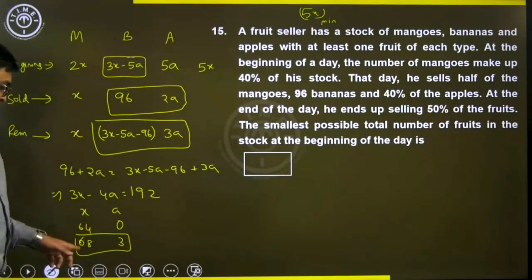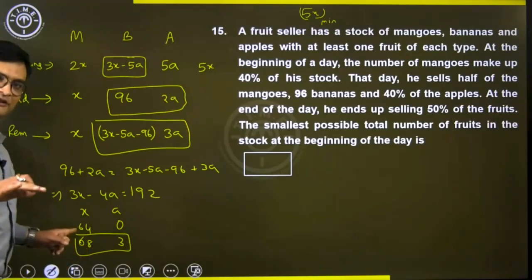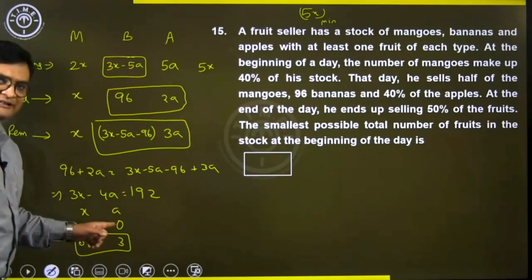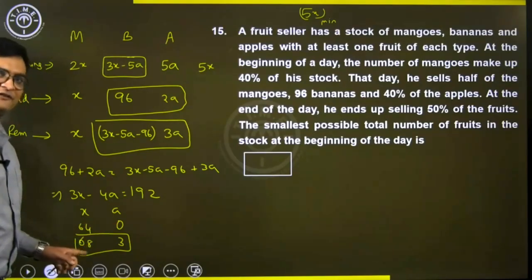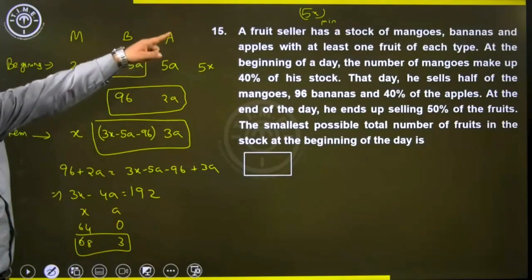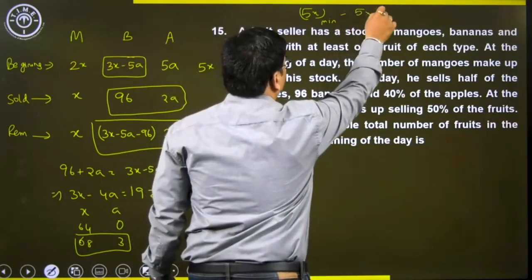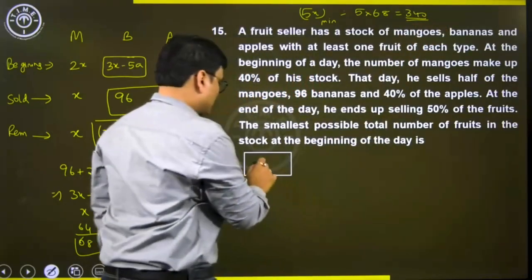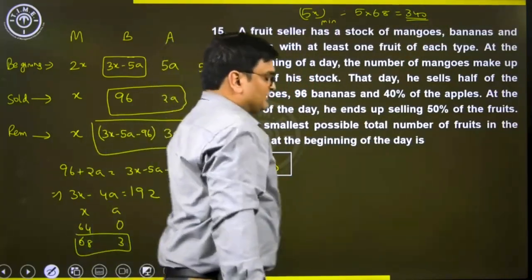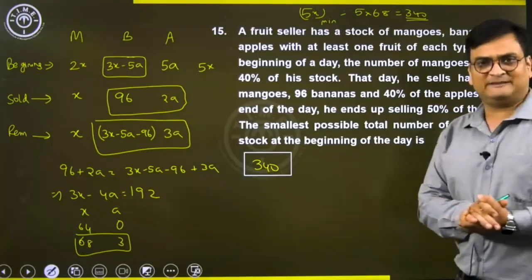And can I say this is the least value of x that will satisfy? 64 was the least value, but that gave us contradictory results because a becomes 0 there. So thus can I say the least value of x will be 68, and I want the least value of 5x, and hence my answer will be 5 into 68, which happens to be 340. So the number of fruits in the stock at the beginning of the day has to be 340. That's the answer.